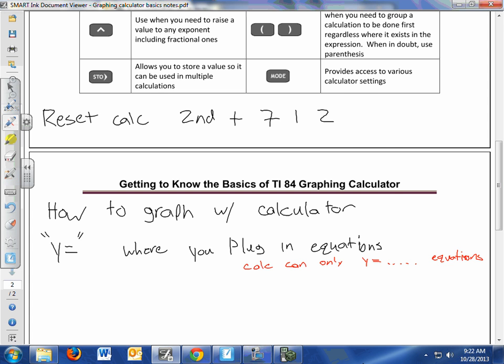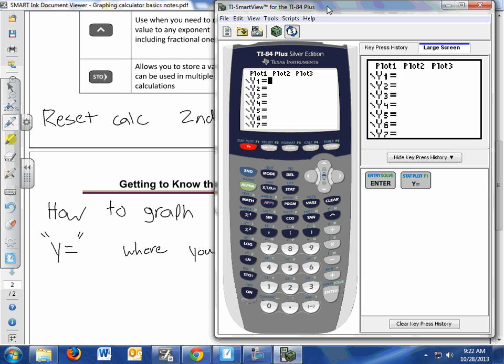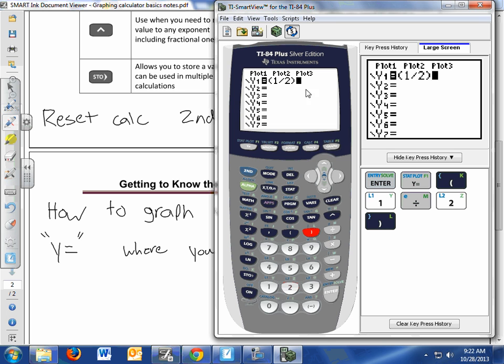Okay? Let's go ahead and, in our y equals, graph that last equation, the 1/2 x plus 3. I can type into my y equals that equation, 1/2 in parentheses. Now I have to get an x. There are 2 ways to get an x. Who knows one way to get an x?